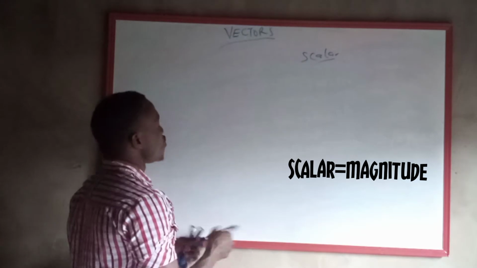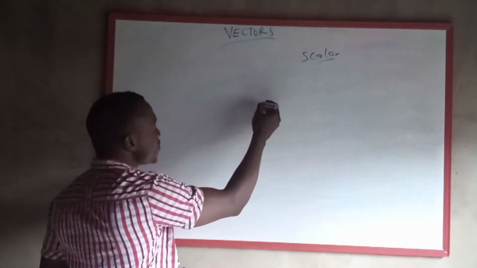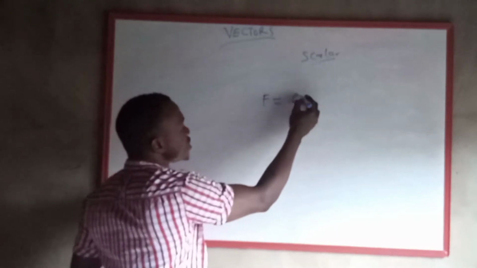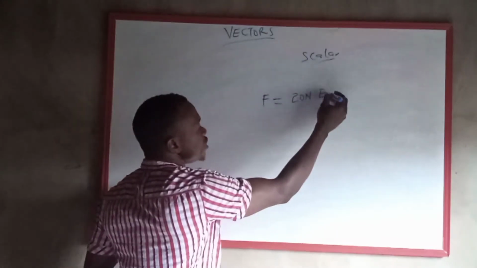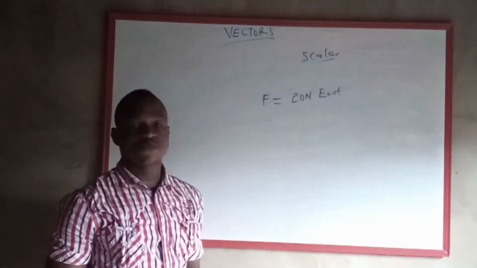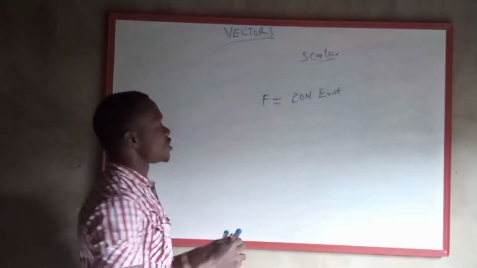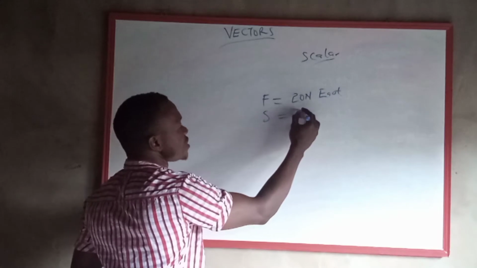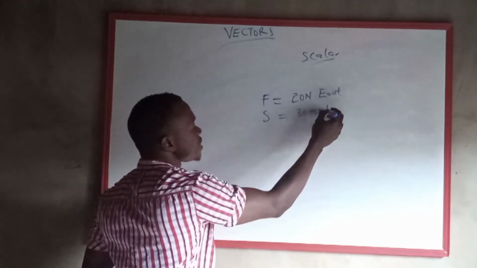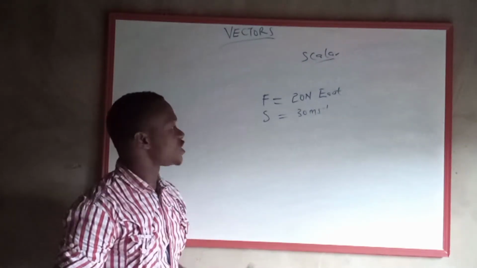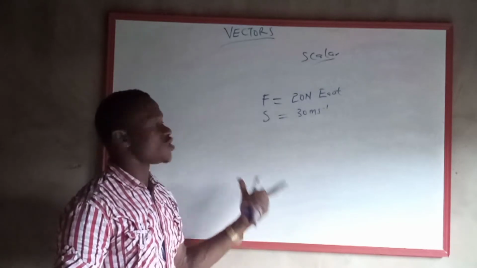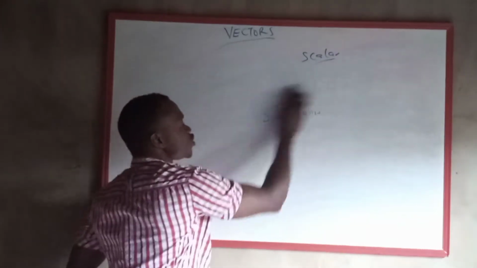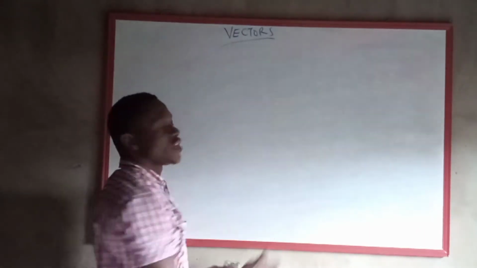So for instance, we can say the force of the body is 20 newtons due east. This becomes a vector quantity. But when we say the speed of the body is 30 meters per second, that is just scalar. There is no direction there. So vectors have to do with direction and magnitude, while scalar has to do with just magnitude alone.